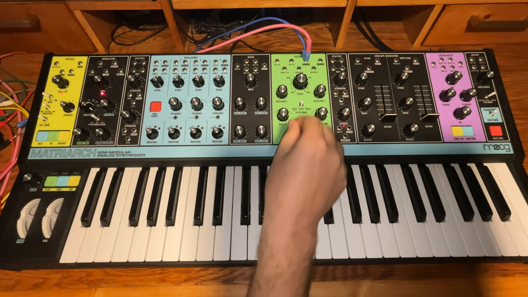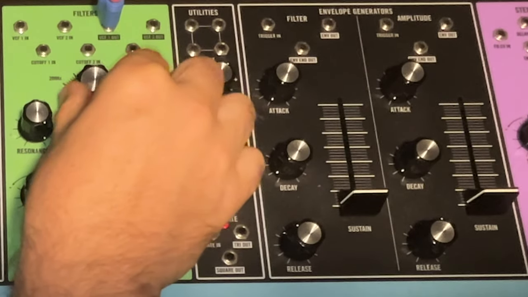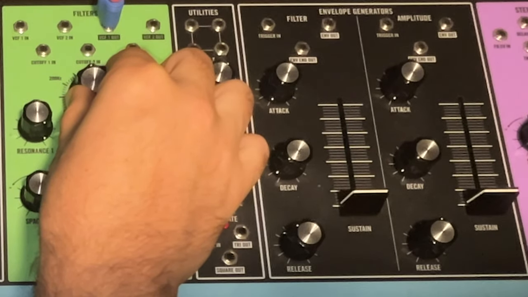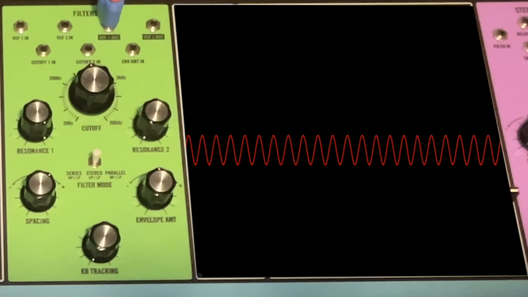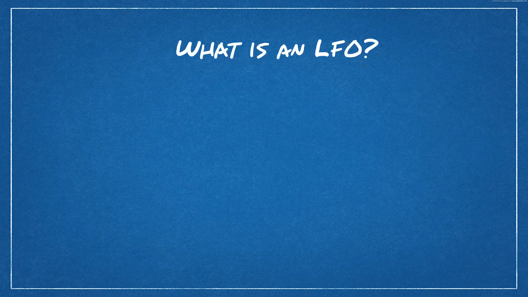So we know the filter will self-oscillate and produce a sine wave if we crank up the resonance. And there's our sine, obviously at audio rate because we can hear it. Let's take a look on the scope. Oh, before we go too much further, we should make sure we know what an LFO is. So, what is an LFO?